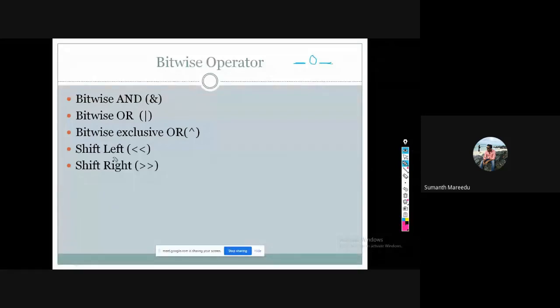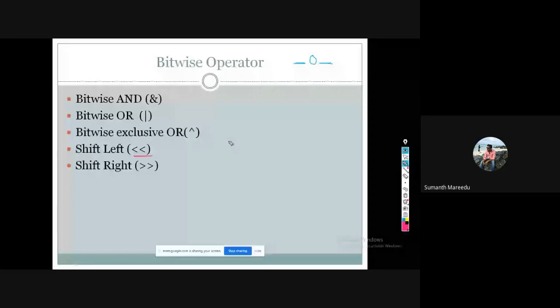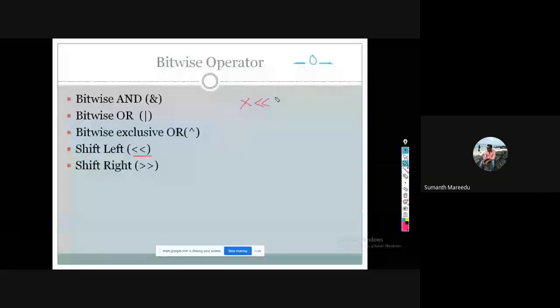Look at the left shift operation. The left shift operation is represented with the less than symbol twice. This takes two operands, X left shift Y.